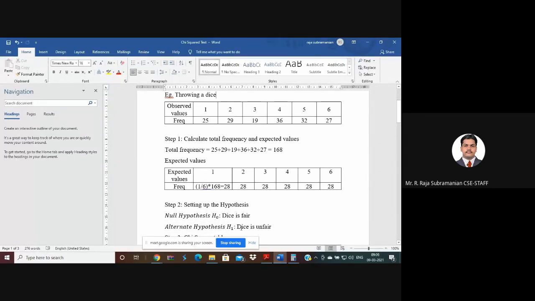Now we need to prove that if there is an alignment between the observed and expected values, then the null hypothesis is accepted. If I say the null hypothesis is not accepted, then automatically I can say that the alternate hypothesis is going to be accepted. So this is the case.